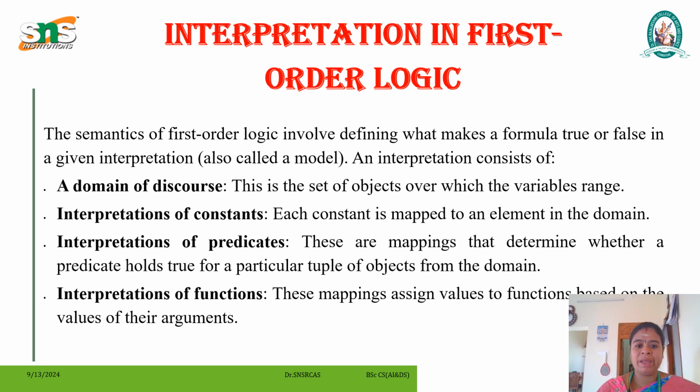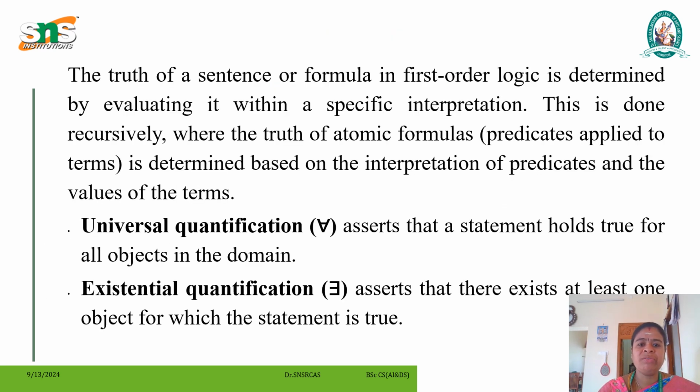Next one, interpretation of predicates. These maps determine whether the predicate holds true for particular tuples of objects from the domain, or false. Next one, interpretation of functions. This mapping assigns a value to a function based on the values of its arguments. The truth of a sentence or formula in first order logic is determined by evaluating it within the specific interpretation. This is done recursively, where the truth of atomic formulas, predicates applied to terms, is based on the interpretation of predicates and the values of terms.